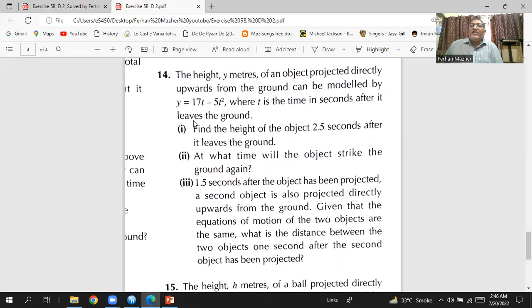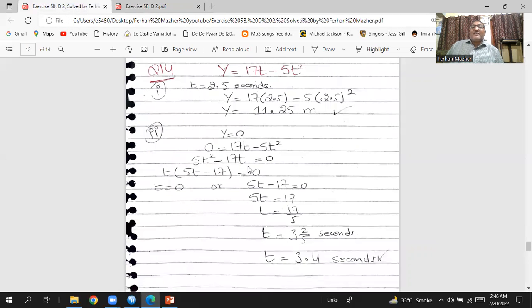So you get the value of t by factorization. Then his question is: 1.5 seconds after the object has been projected, a second object is also projected directly upwards from the ground. Given that the equations of motion of the two objects are the same, what is the distance between the two objects 1 second after the second object has been projected? So the time for object 1 will be 2.5 and the time for the second object will be 1 second.